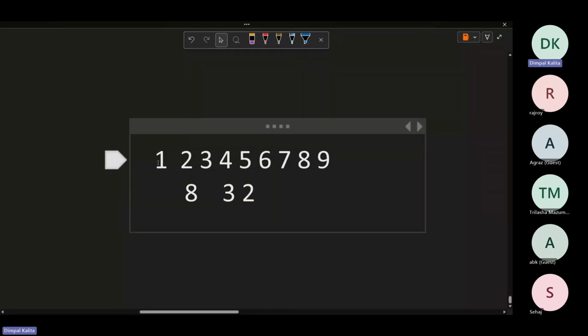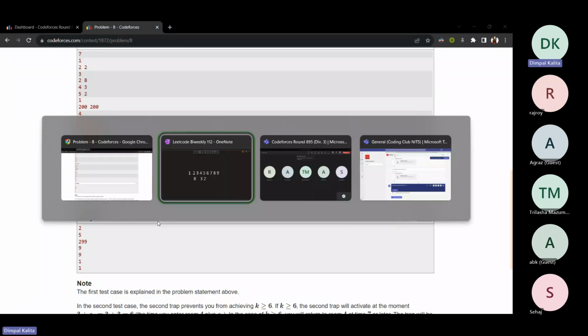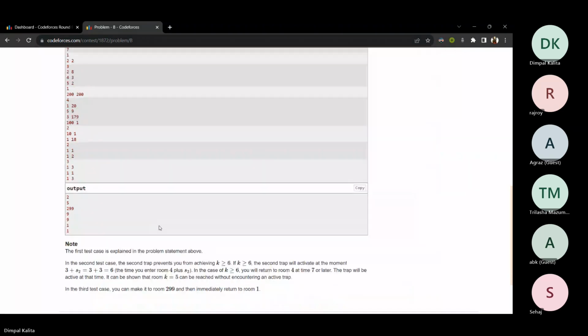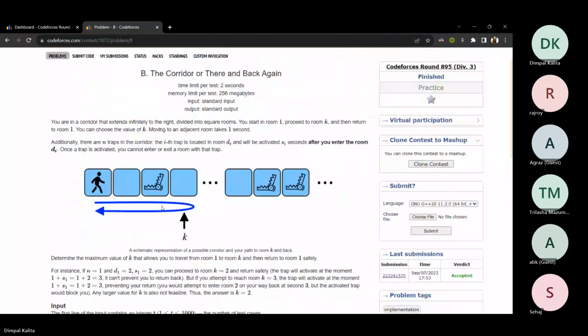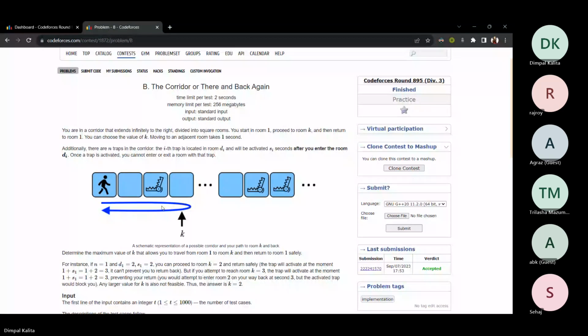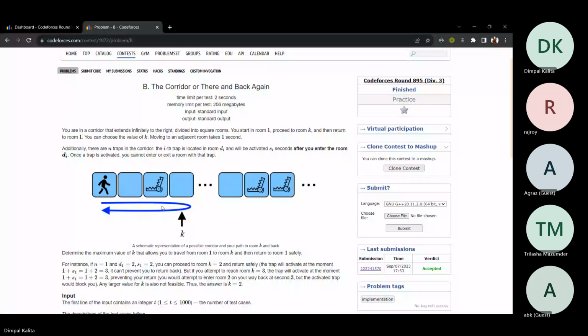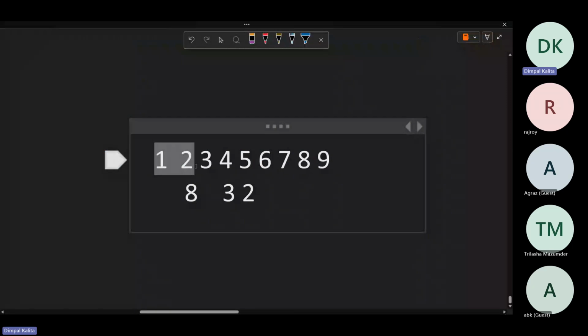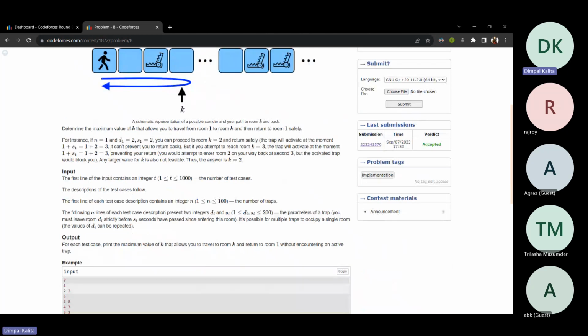Okay, let's try to cross this one. Just 2 seconds. If I go till here, and I can go till here, and if I go till here and return, this trap will get triggered. So I have to return before that only.